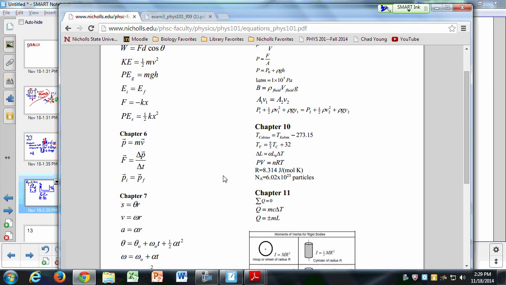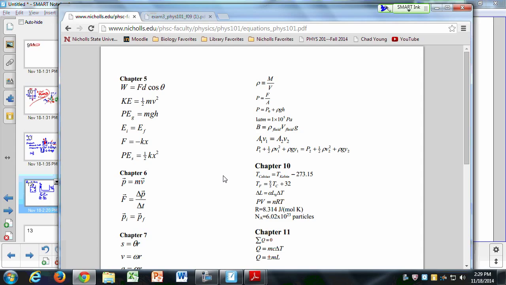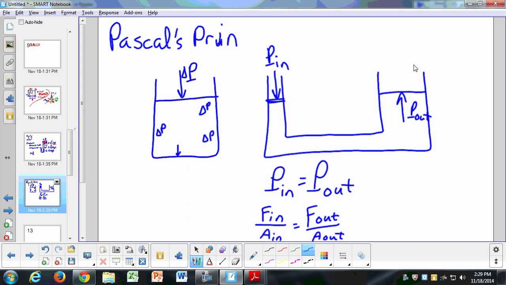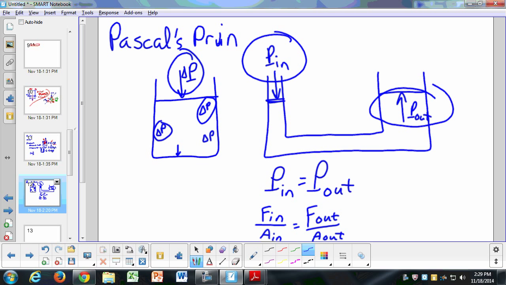Where is that? Okay, this isn't on the equation sheet actually. The equation for pressure is there, but Pascal's principle is not there explicitly. Pascal's principle, as I said, is more this idea that a change in pressure carries throughout the fluid. And so if I have a pressure here, I get that same pressure here. So it's really just an application of pressure, but more specifically that P in equals P out.